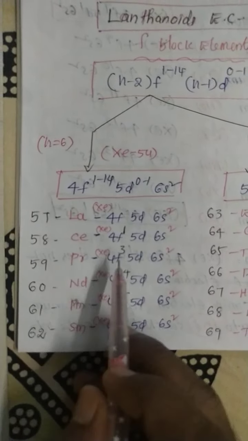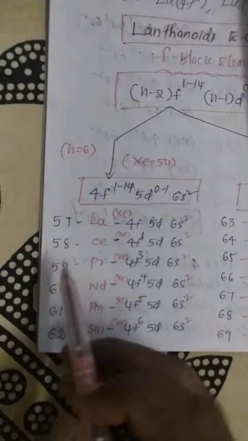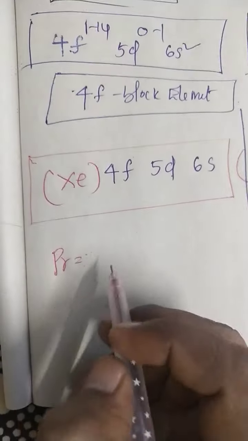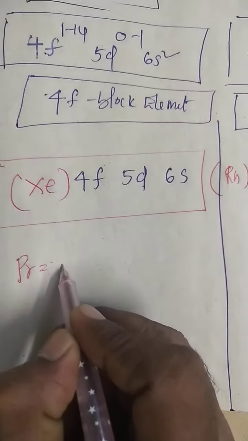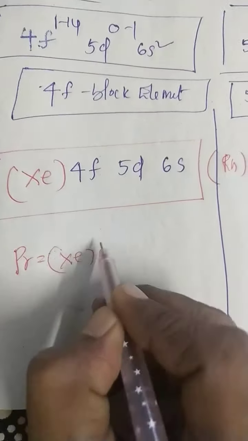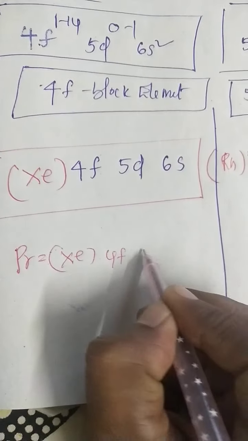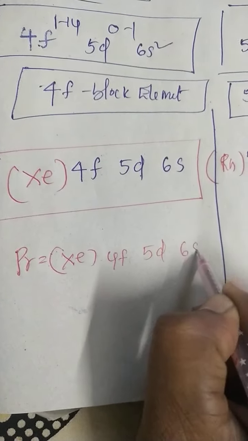For example, now I will write the electronic configuration of any one element, promethium. You know the atomic number of promethium is 59. Now see how to write the electronic configuration of promethium. Here: xenon 4f, 5d, 6s.